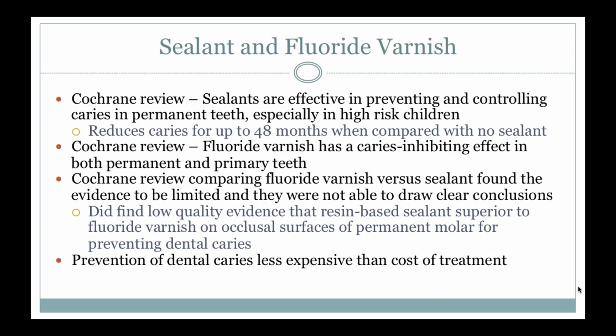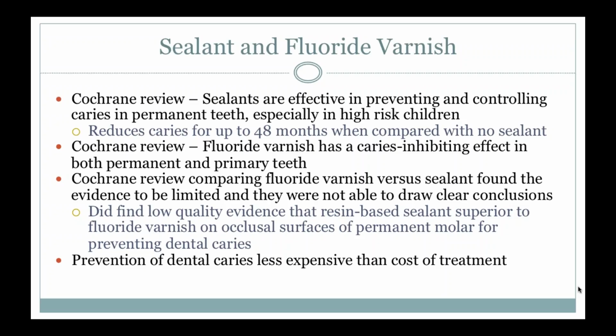There's also a review that compared fluoride varnish versus sealant and found the evidence to be limited, and they were not able to draw clear conclusions. However, they did find low-quality evidence that the resin-based sealant was superior to fluoride varnish on occlusal surfaces of permanent molar teeth for preventing dental caries. So basically, if you want to prevent caries, sealant placed on the permanent molars is better than fluoride varnish, and that's why sealants are applied to molars.